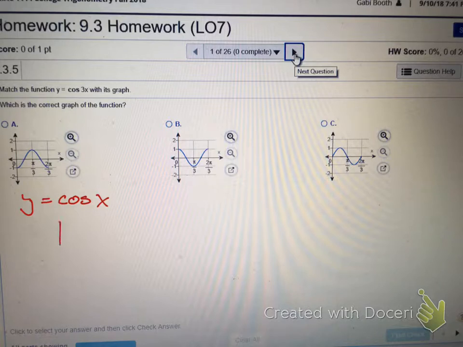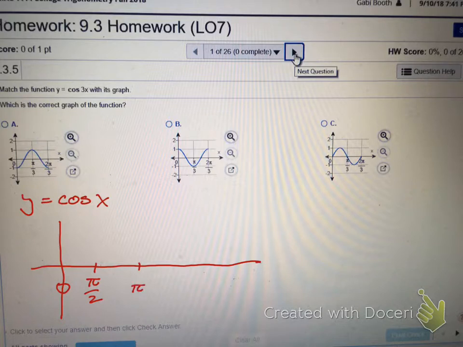Basically what happens, a cosine is really divided into 5 equal parts. So you start at 0, just think about the unit circle, then you go to pi over 2, then you are at pi, then we have 3 pi over 2, and then the last one would be 2 pi. 2 pi is 1 full period of a cosine.